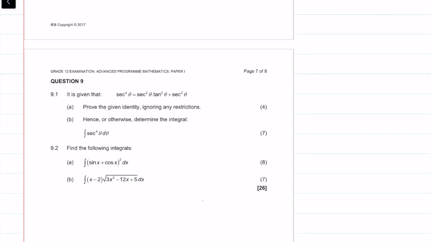This is a walkthrough of question 9 of the 2017 IEB AP Maths exam. So this question is on integration.